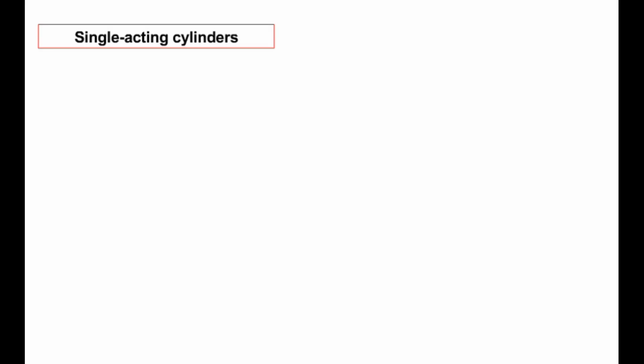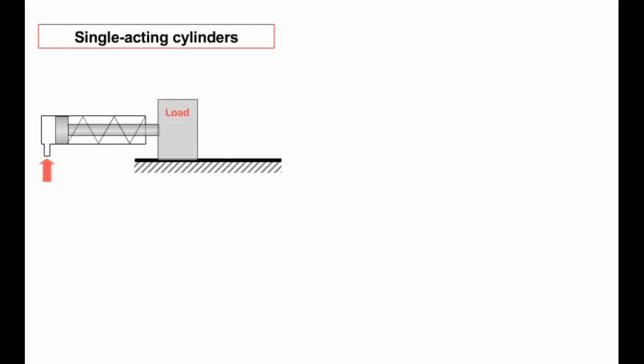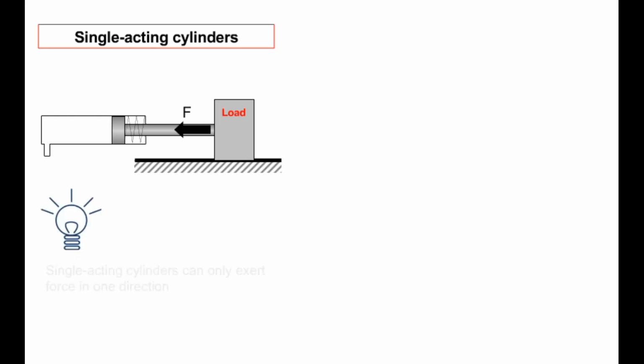Depending on the construction type, a hydraulic cylinder can exert forces in only one or two directions. We therefore distinguish between single-acting and double-acting cylinders. Single-acting cylinders can only exert force in one direction. The retraction of the piston can occur only by a spring tension or through the weight of the piston itself or by the action of an external force.